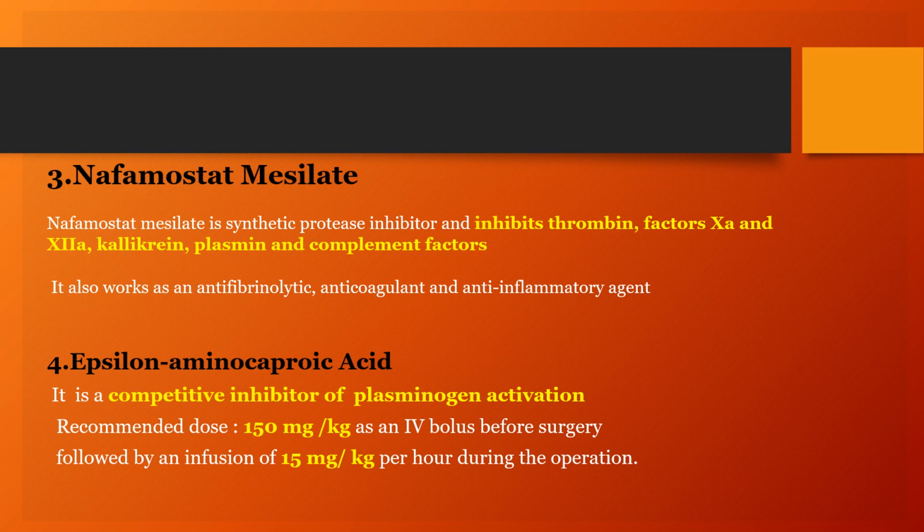Nafamostat mesylate is a synthetic protease inhibitor and inhibits thrombin, factor 10A and 12A, kallikrein, plasmin, and complement factors. It also works as an antifibrinolytic, anticoagulant, and anti-inflammatory agent. Epsilon aminocaproic acid is a competitive inhibitor of plasminogen activation. Recommended dose is 150 mg per kg as an IV bolus before surgery, followed by infusion of 15 mg per kg per hour during the operation.